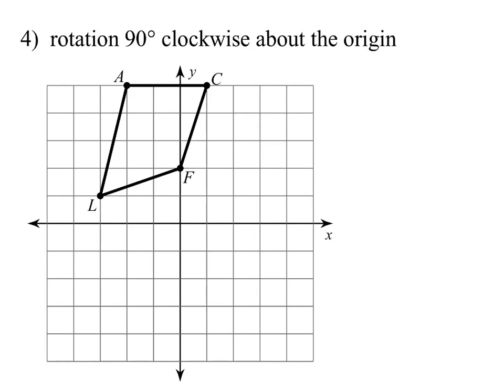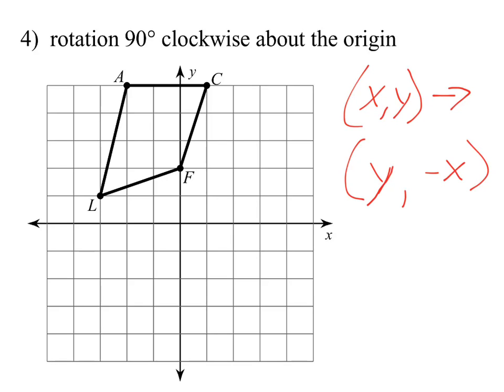And then this one we have a 90 degrees clockwise around the origin. That's this way. And again, we can use that same rule to get the new coordinates. Switch the order, change the sign on the second one. So if you look at, say, L here, that's at the point (-3, 1). Change the order, change the sign on the second one. It's going to be at (1, 3). So I'm going to go (1, 3). And that's where my L prime is going to be. F is at (0, 2). Change the order, change the sign on the second one. You're just going to get (2, 0).